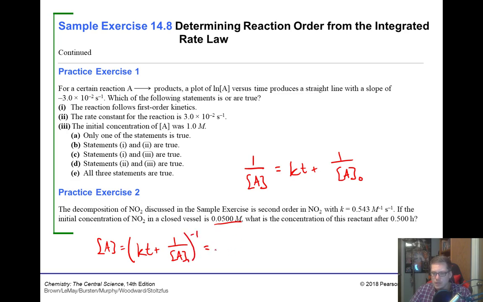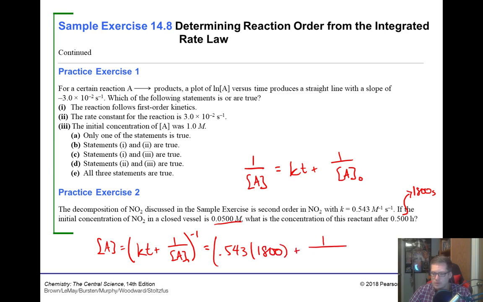All right, so our K value, we'll notice here that our K value is in per seconds, and this is in hours, so we're going to have to convert this to seconds. So 0.5 hours, for every hour there's 60 minutes, and for every minute there's 60 seconds, so that's 1,800 seconds. Okay, so K value is 0.543, and the time is 1,800.